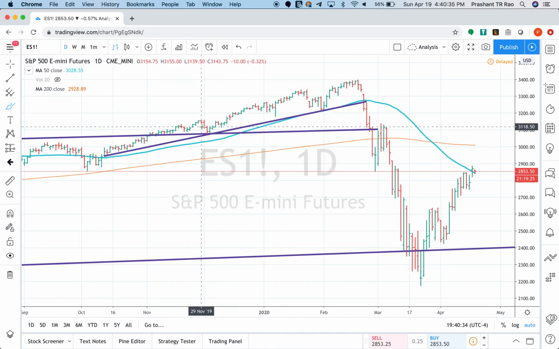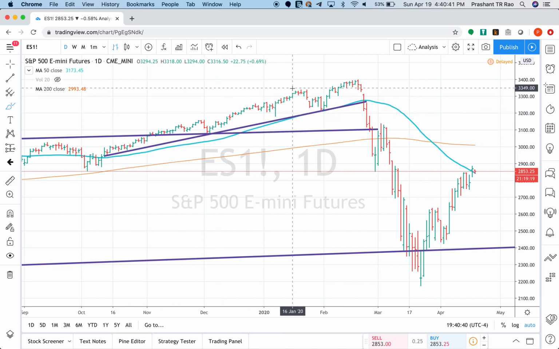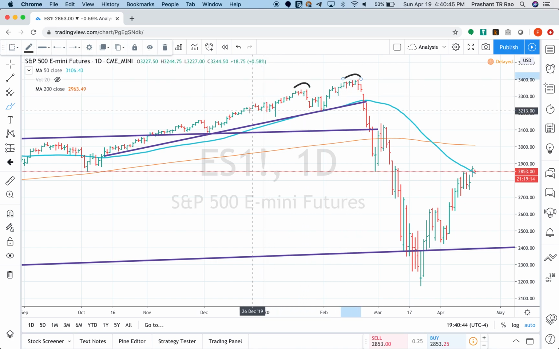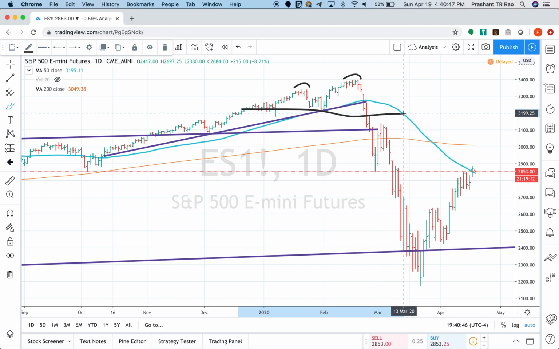Let's look at the S&P futures. Sorry about these trend lines here. If you notice, there's a double top right here. It's not exactly a picture perfect double top, but you get what I'm saying. So you have a top, you have another top, and then it crossed the neckline.